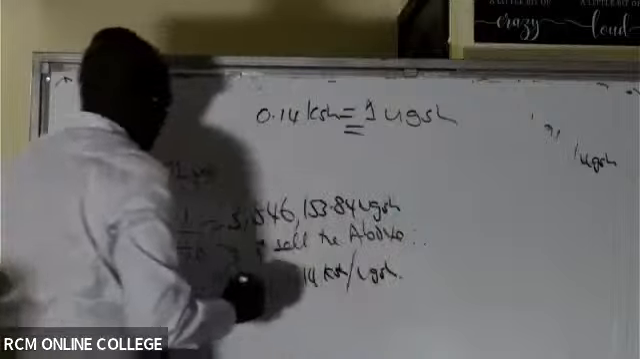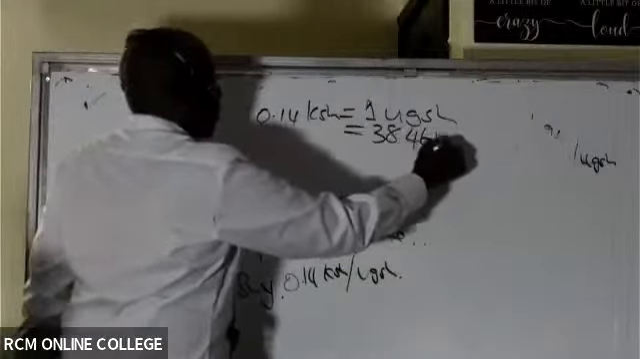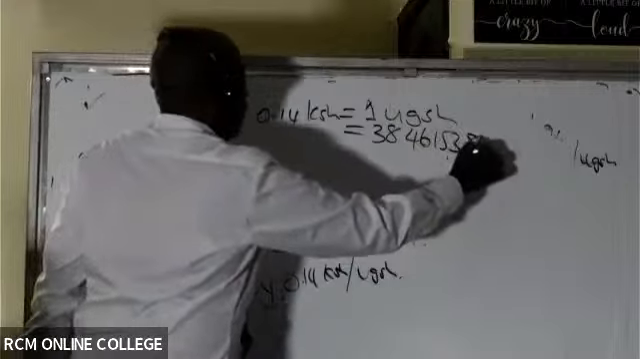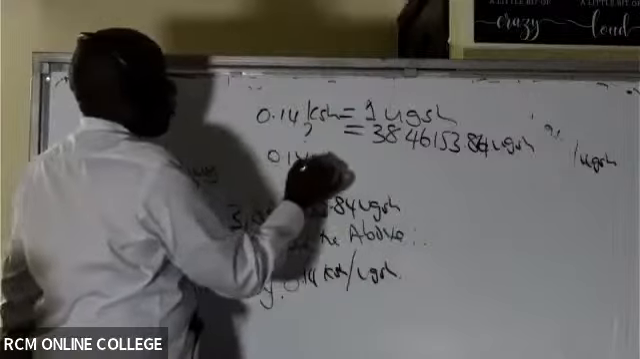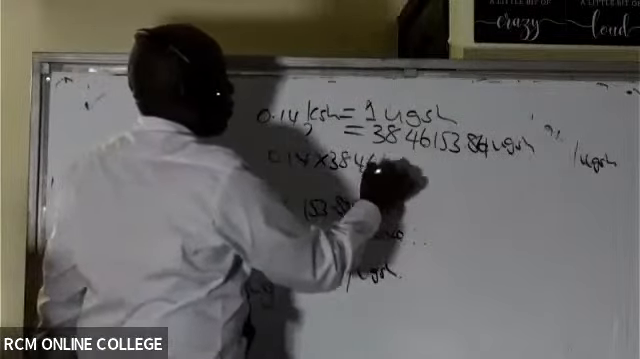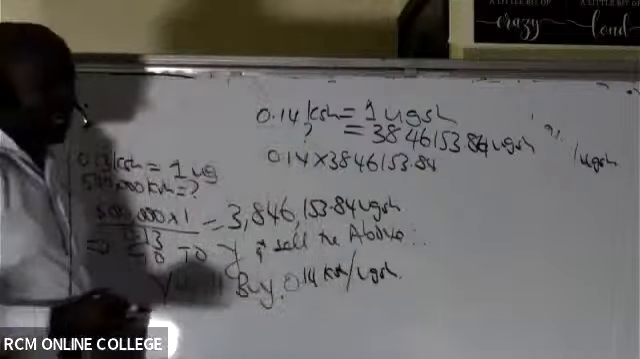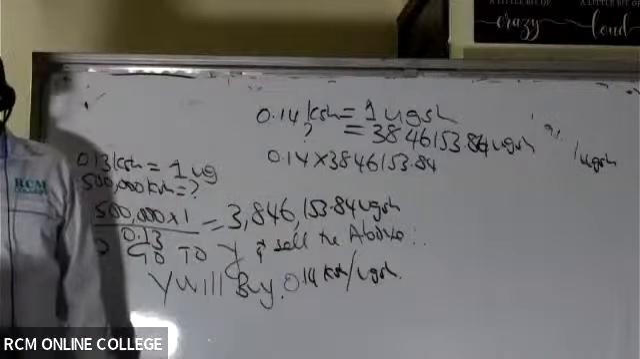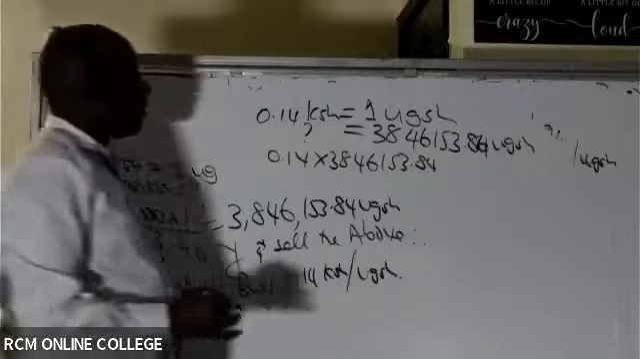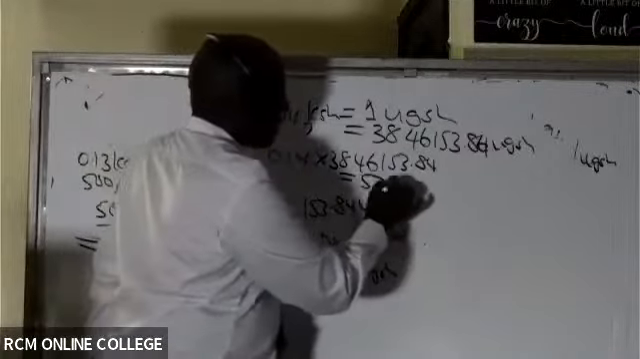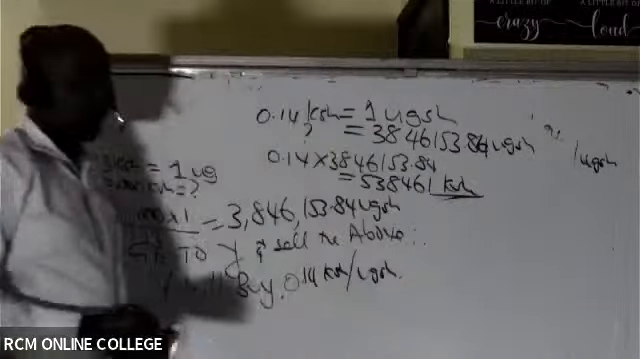How about this much currency that you have here? 3,846,153.84 Uganda shillings. So it will be 0.14 times 3,846,153.84, which will give me how much, ladies and gentlemen? I'm alone. 538,461. So this gives me 538,461. Now remember, these are what here? Kenya shillings.